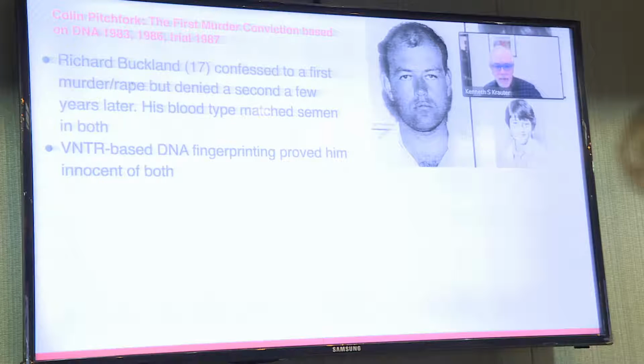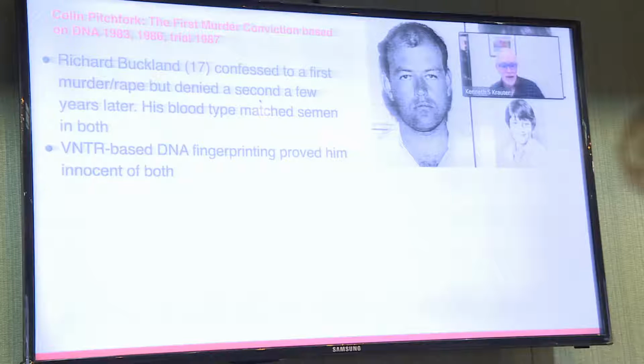This person named Richard Buckland came forward. He was 17 years old and confessed to the first murder and rape, and denied that he did the second one. However, his blood type, which in those days was a common way of identifying a person in a rape case, where they used the blood type ascertained from the semen recovered from the victim, actually matched. So basically, he confessed, his blood type matched, and he was thrown in jail.